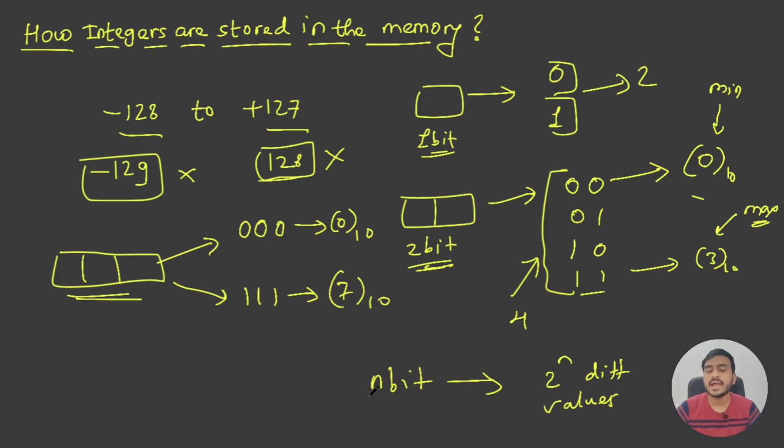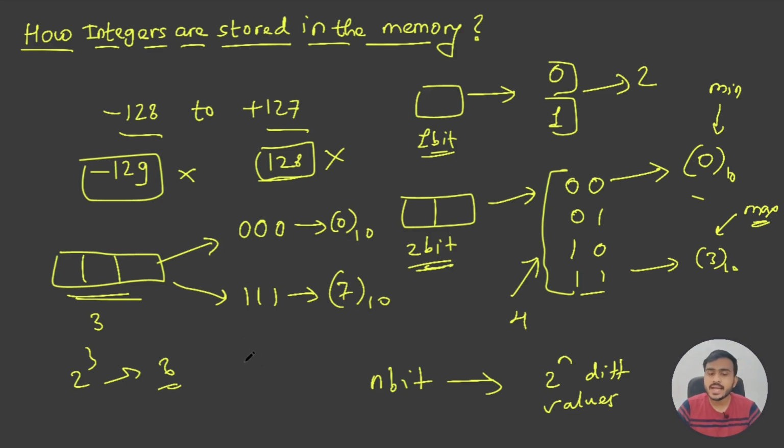Let's assume that n is 1. In this case the variable is of 1 bit size, so 2 raised to 1 is 2, and 2 different values can be stored. When n is 2, 2 raised to 2 is 4, so 4 different values can be stored. When n is 3, 2 raised to 3 is 8, so if we have a 3-bit variable, we can store 8 different values.